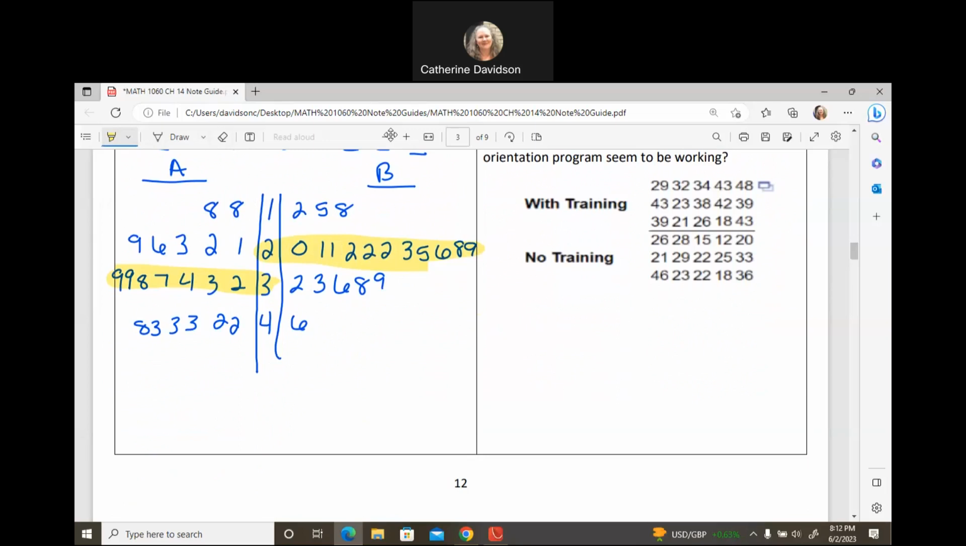Training, no training. We do have something in the teens, and the highest is in the 40s: 1, 2, 3, 4. So I'm going to start with the training data set on top. Find the numbers in the teens. We only have 18. And then the 20s.